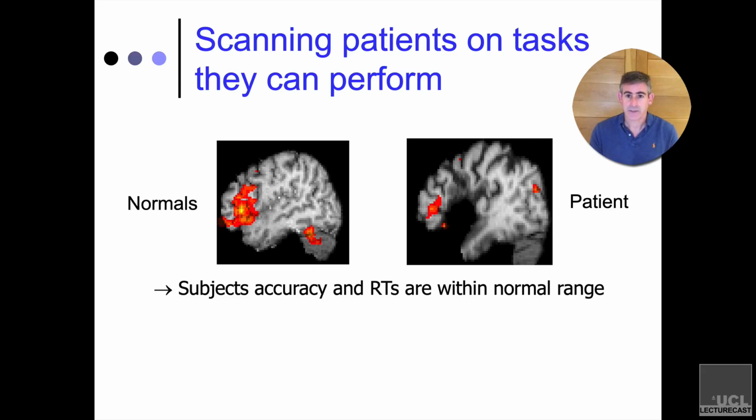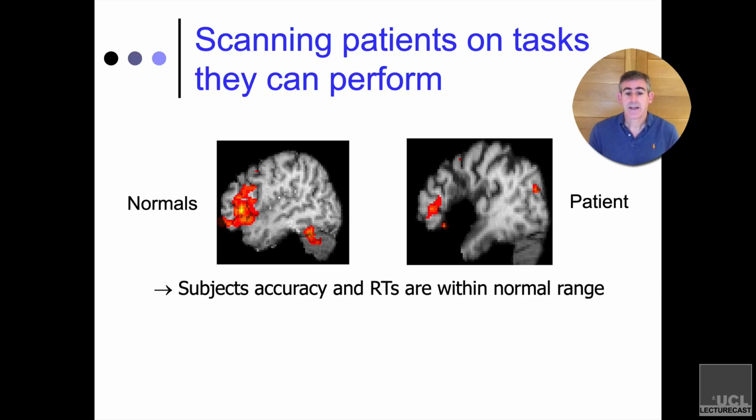But if you're interested in their brain basis, what you actually need to do is find out where you can scan patients on tasks they can perform, right? So that is to say, if you make sure that their behavior is matched between the patients and the controls, and you still see differences in the activation, that's when something interesting can be said about them. And let's talk about an example there.